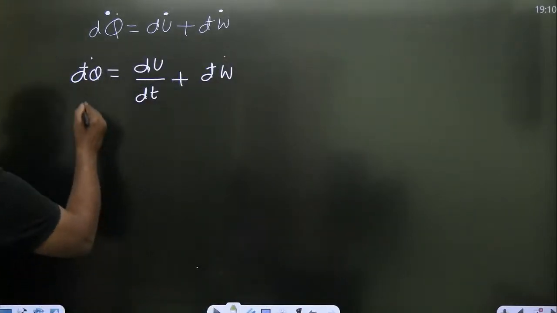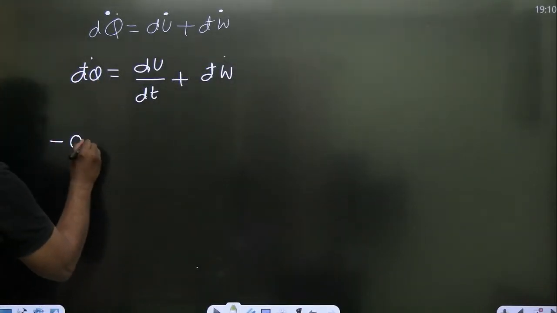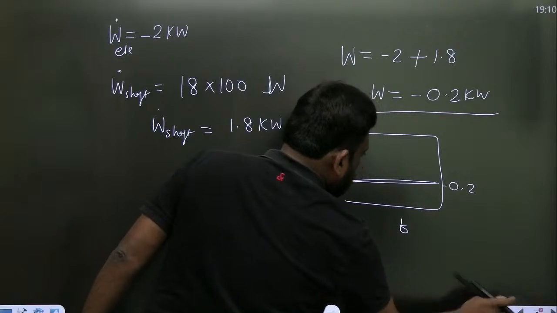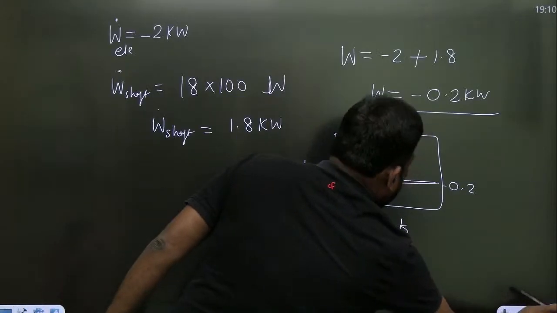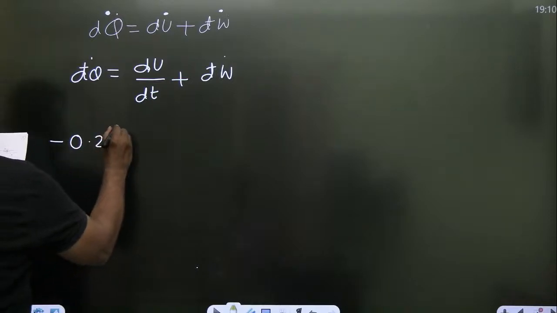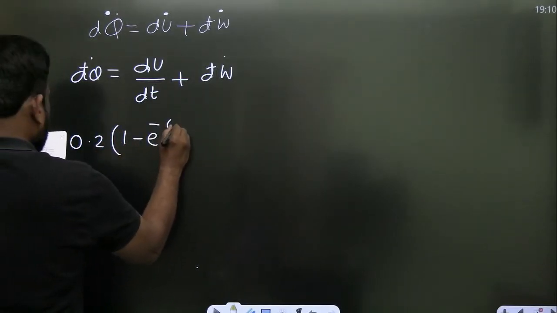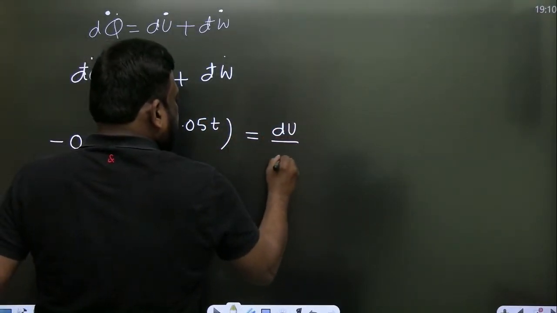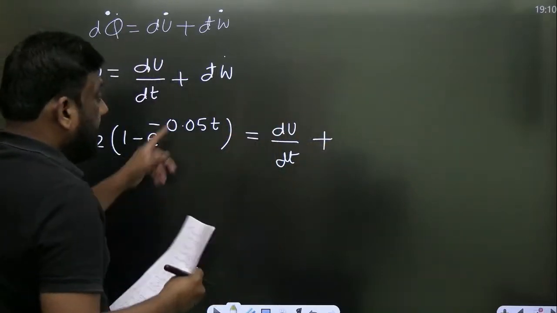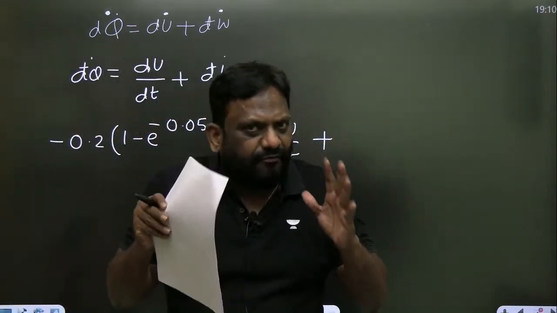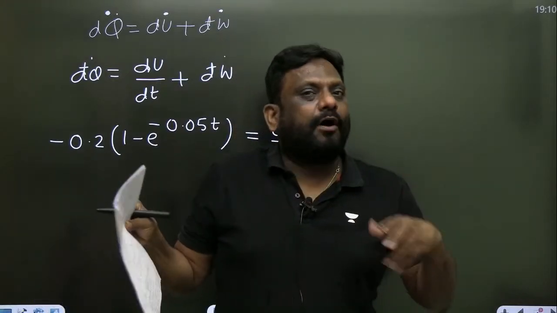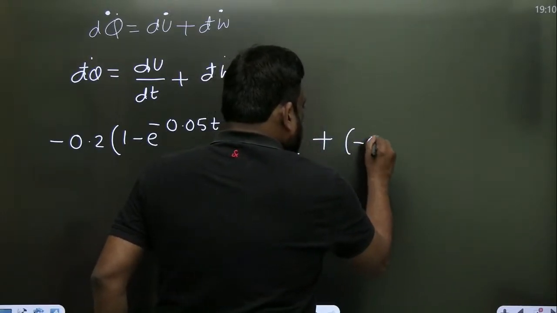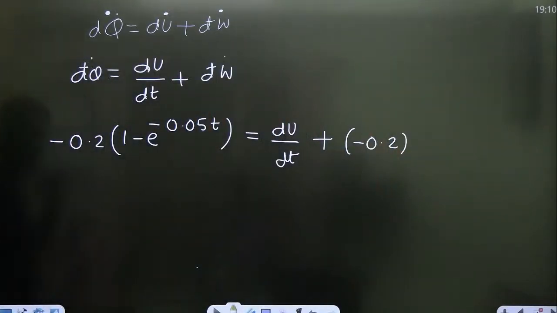Now look, already q is given, my dear students. How much q is given? Somewhere q is given. Q is given as -0.2 into 1 minus e power -0.05 t, is equal to du by dt, and already you know the work. It should be net work. I'm applying for the motor as a closed system. So how much is the net work? -0.2. All are in kilowatt.